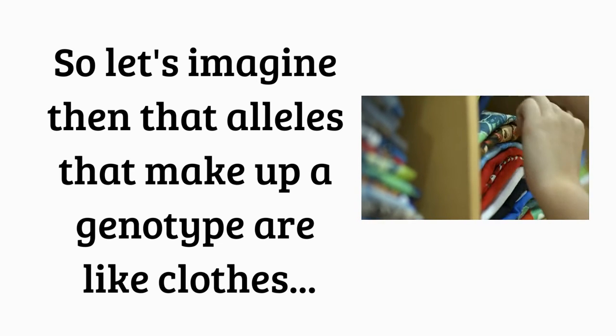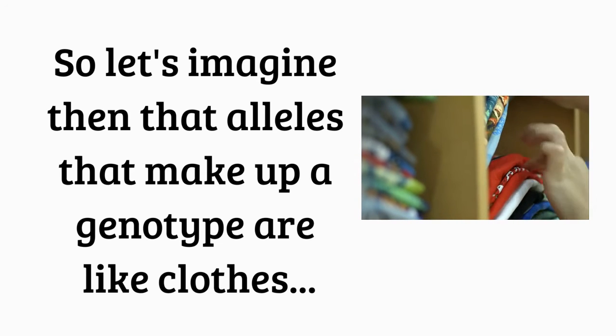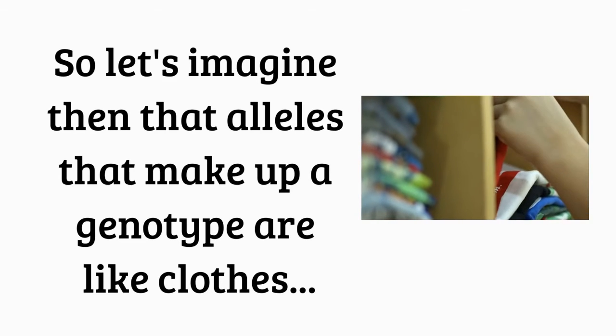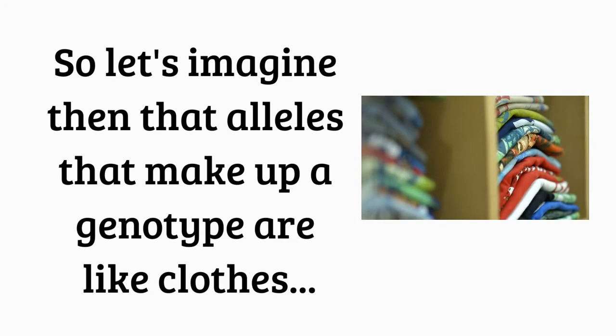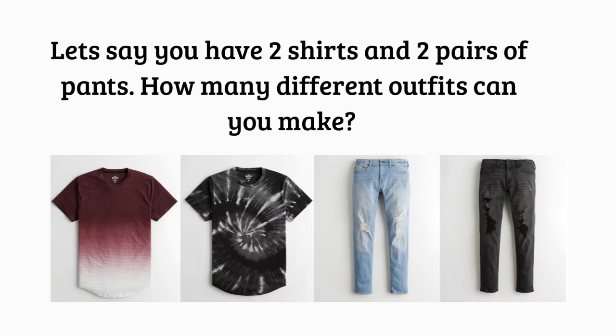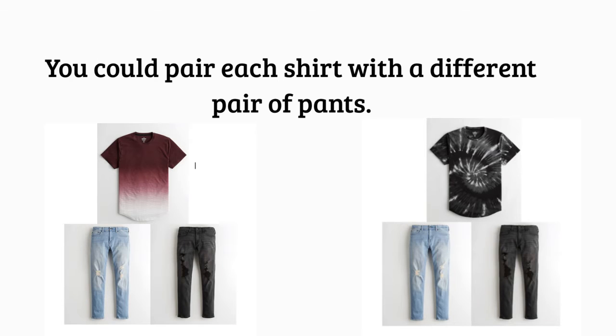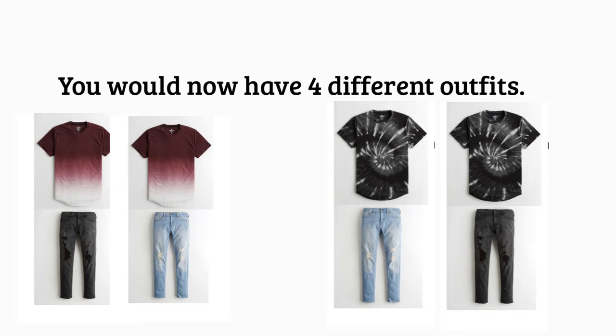So, for the purpose of a dihybrid, let's imagine that the alleles that make up a genotype are like clothes. Just go with me on this. So let's say you have two shirts and two pairs of pants. How many different outfits can you make? Well, you could pair each shirt with a different pair of pants. So by doing this, you now end up with 4 different outfits, each shirt pairing with each kind of pants.